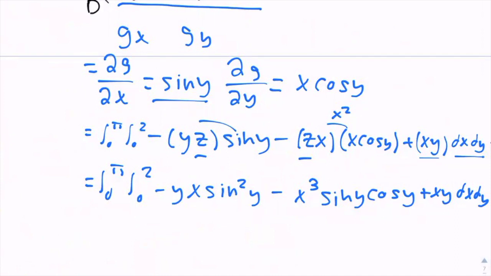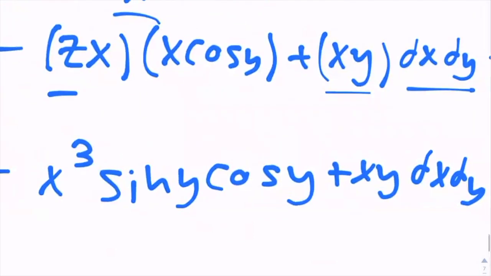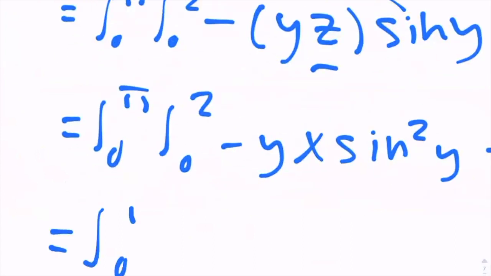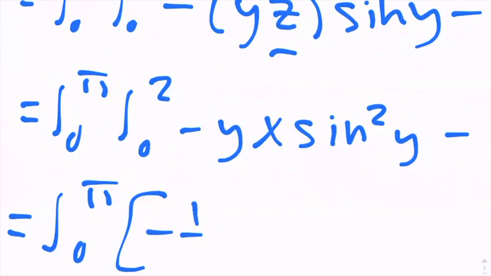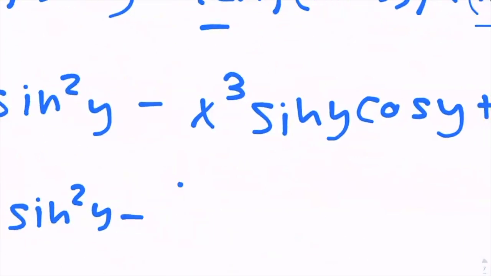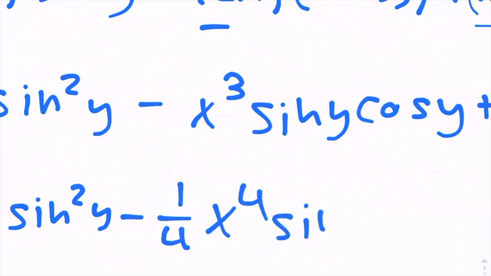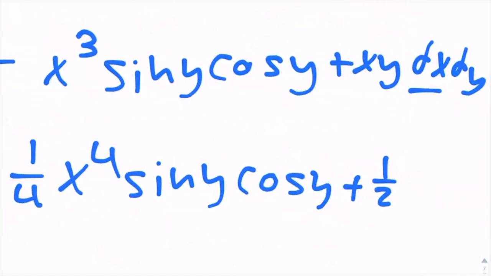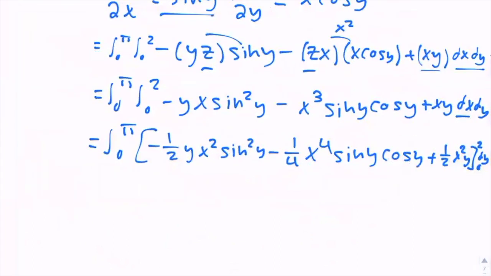And now we're going to get to the fun part. First off, we're going to integrate with respect to x, since dx comes before dy. And when we do that, we're going to get minus 1/2 y x squared sine squared y minus 1/4 x to the fourth sine y cosine y plus 1/2 x squared y from 0 to 2 times dy. We're running out of space here, but not to worry.